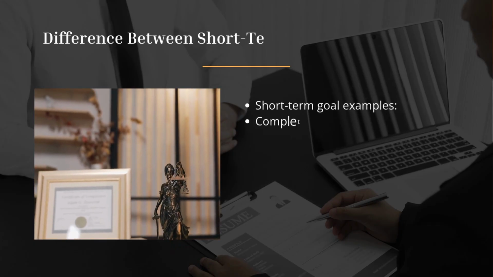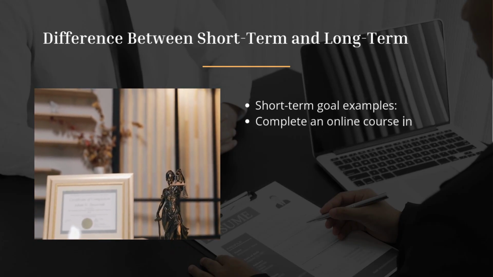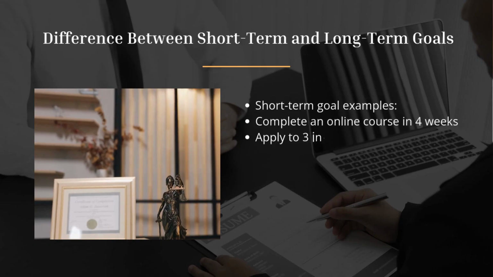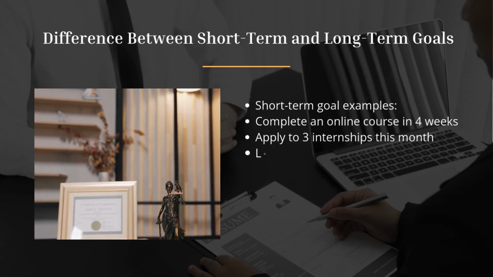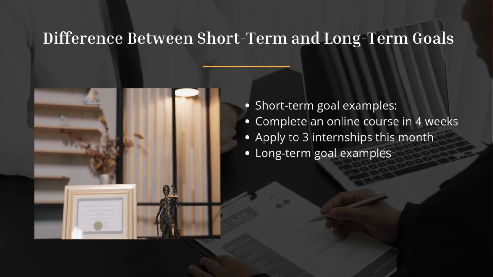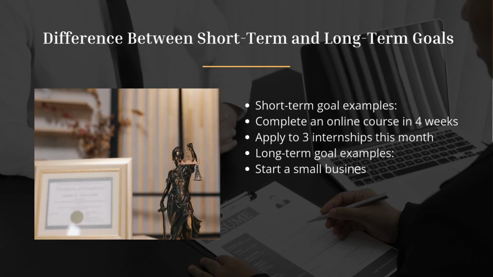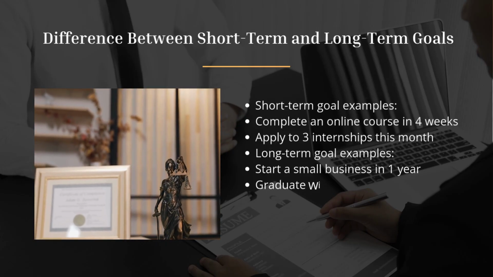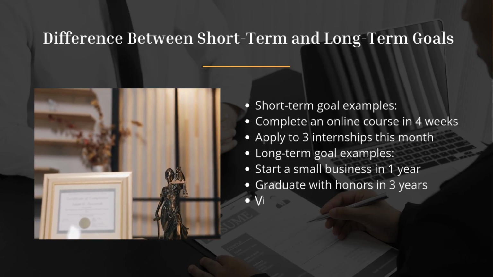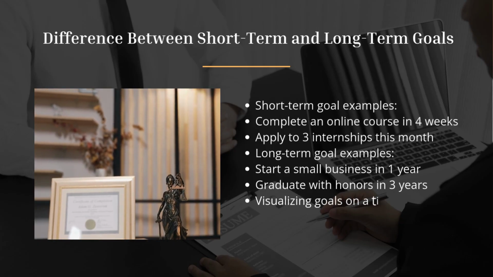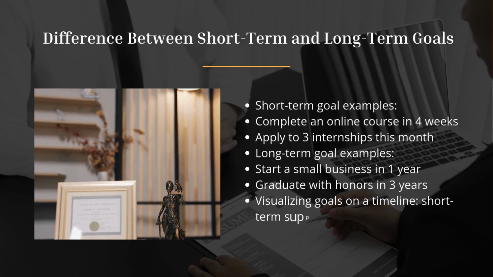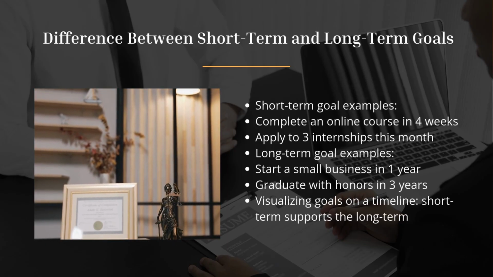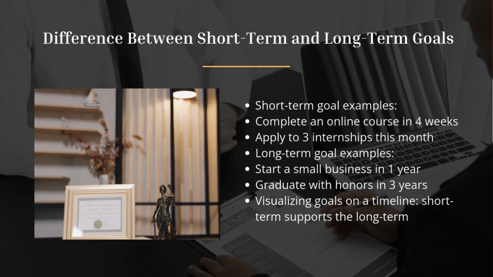Difference between short-term and long-term goals. Short-term goal examples: complete an online course in 4 weeks; apply to 3 internships this month. Long-term goal examples: start a small business in 1 year; graduate with honors in 3 years. Visualizing goals on a timeline: short-term supports the long-term.